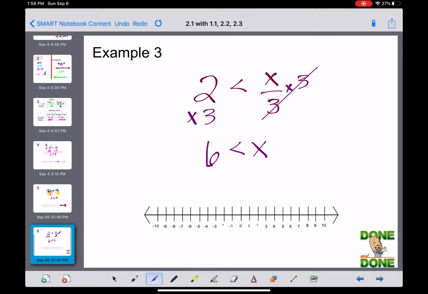I like to rewrite this, and the reason I like to rewrite it is for when I go to graph. So I read this in terms of x. x is greater than 6, instead of saying 6 is less than x. Because there is no equal to sign, I have an open circle at 6, and I am going to shade all values greater than 6. Done and done.